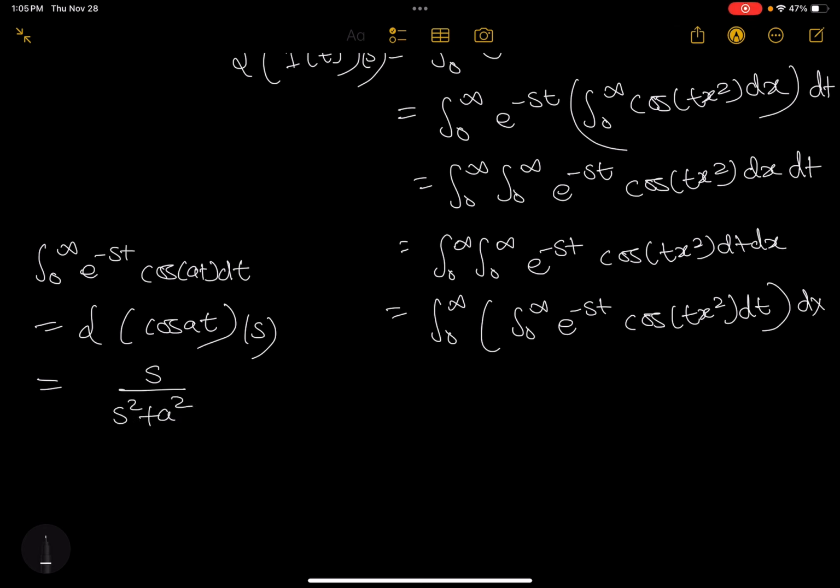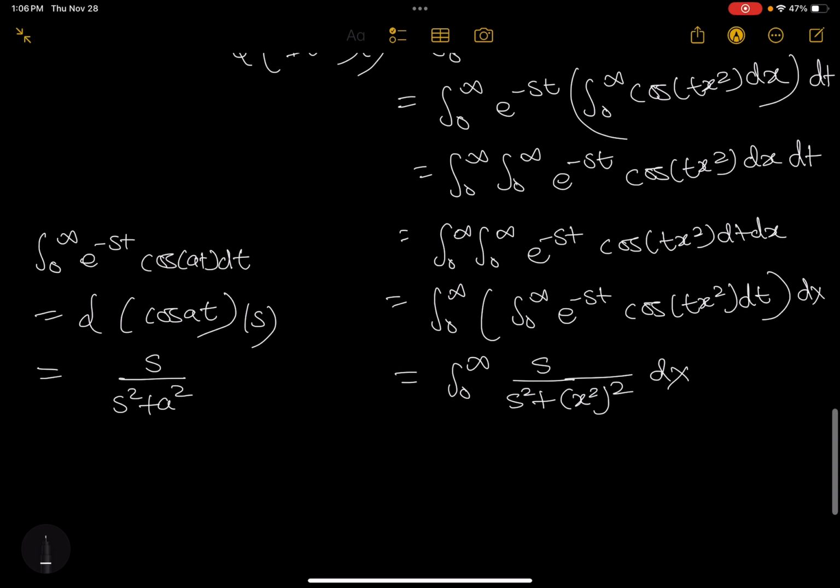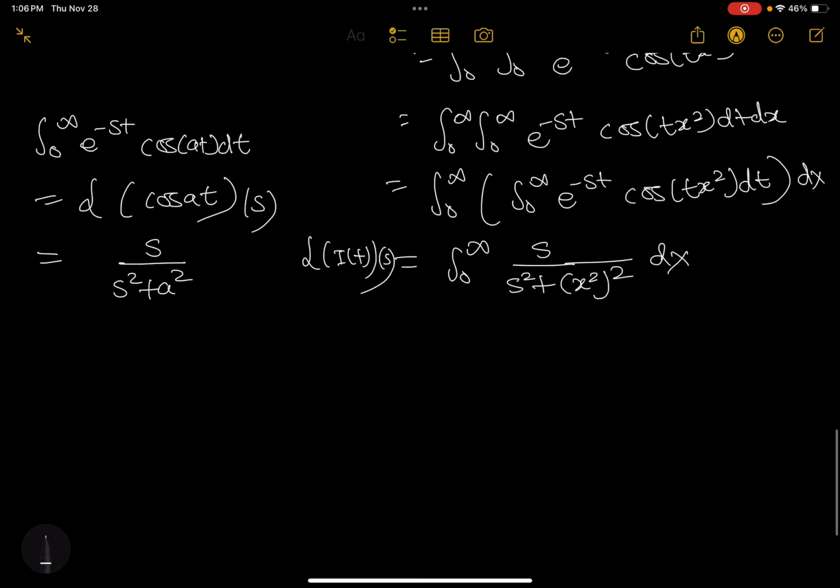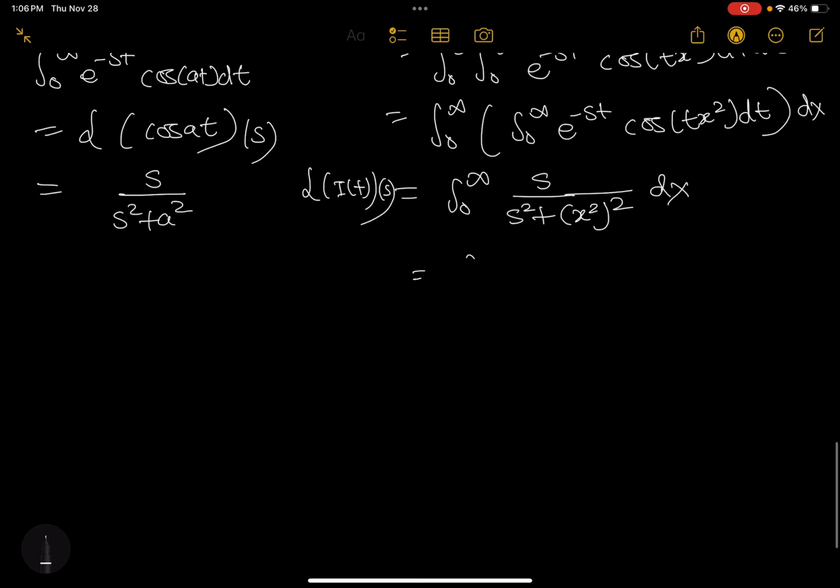So if we use this result, this will be the integral from 0 to infinity of s by s squared plus a squared, and now this is a pretty simple integral. Please don't forget that this is actually the Laplace transform of I of t to the world of s. Let me remind you in case you forgot: the integral from 0 to infinity of s by s squared plus x to the power 4 dx.